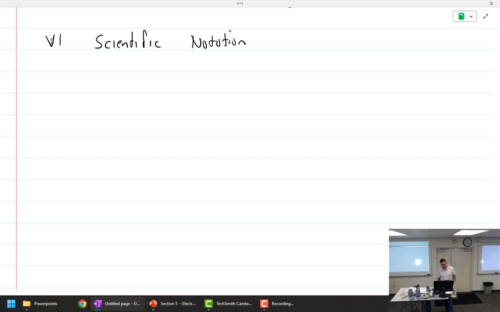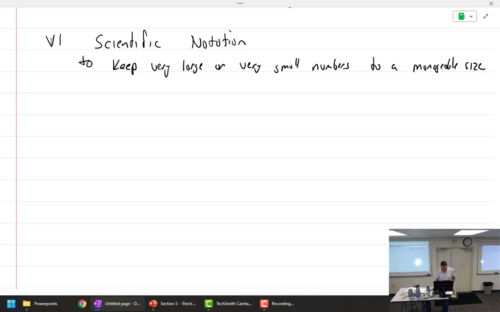And really, this is where we'll use this non-stop in electricity, because scientific notation is a way to keep very large numbers or very small numbers to a manageable size. Or in other words, to fit on your calculator.